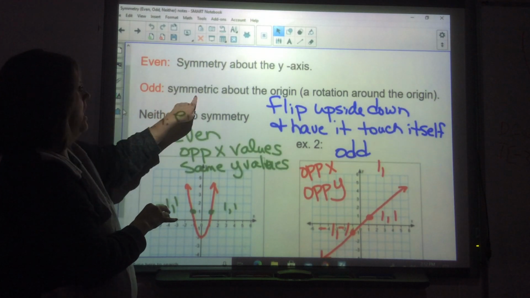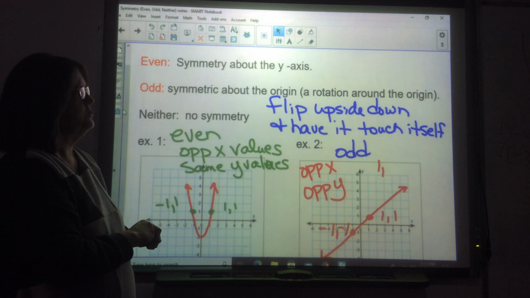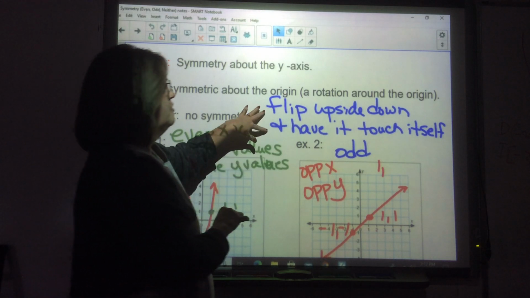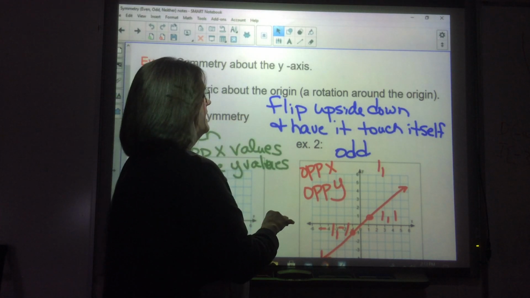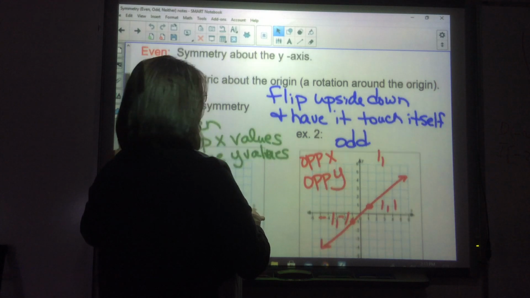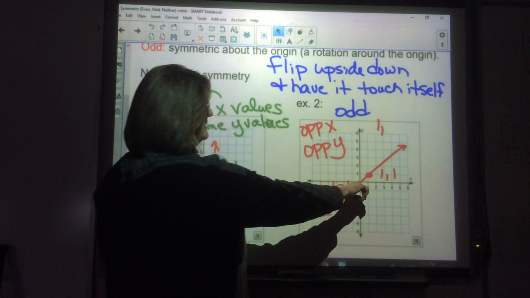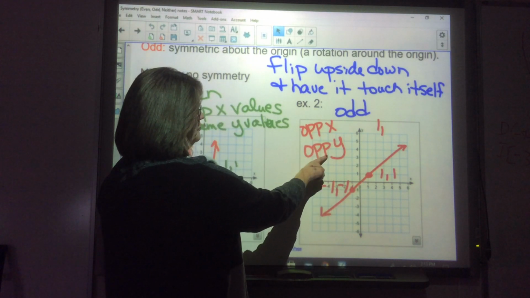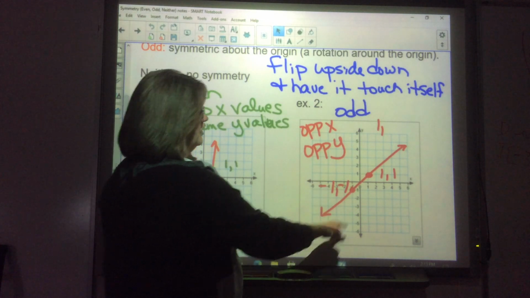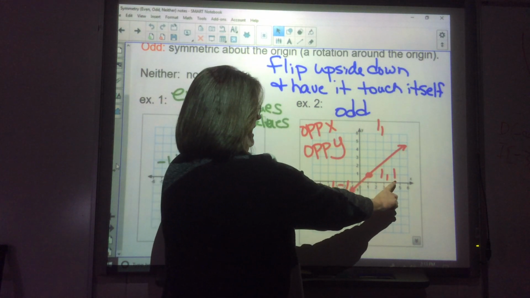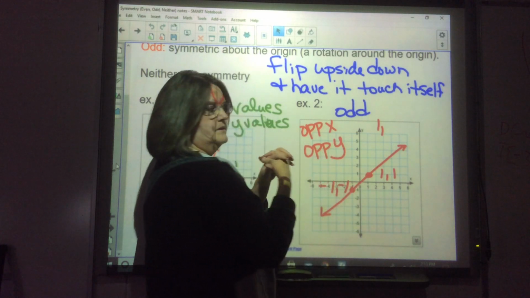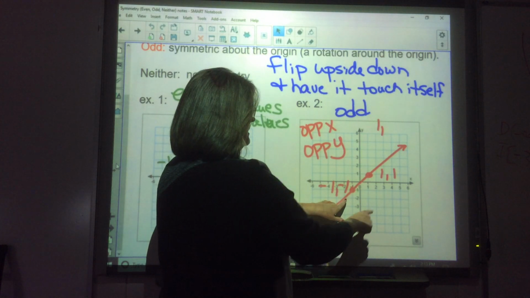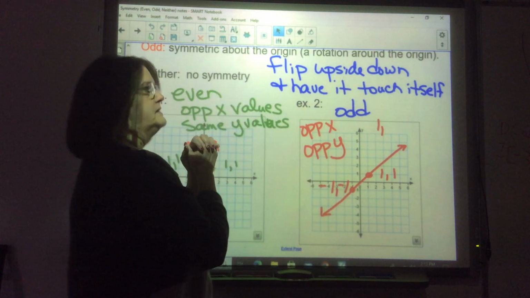For a function to be odd, it is symmetric about the origin, which is a rotation around the origin. And I have written here, you flip it upside down. Totally take that graph, spin it 180 degrees, and if it touches itself, it's odd, like this one. And opposite x values will have opposite y values. So when I look at 1 and negative 1, my y values will be exactly the opposite. They're 1 and negative 1. Or 2 and negative 2 has 2 and negative 2, that kind of thing. That makes a function odd.